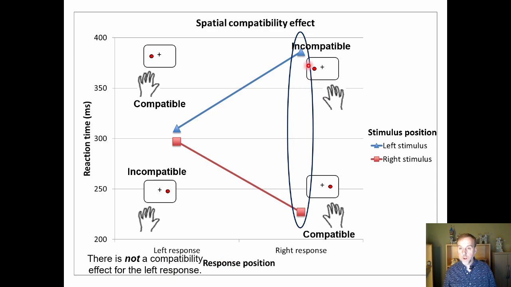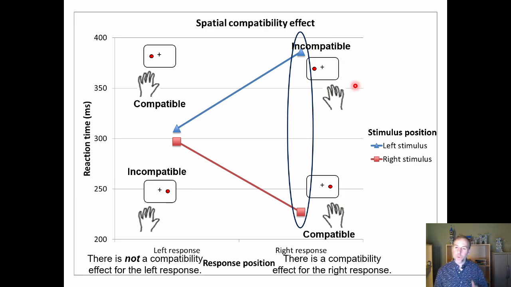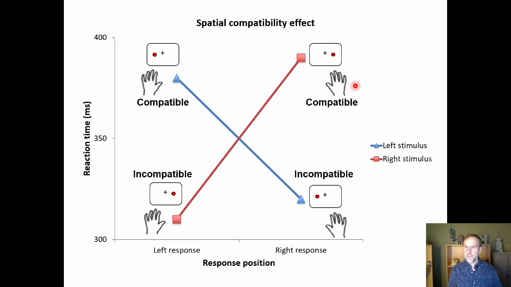What about over here on the right? Okay, huge difference. And compatible is faster than incompatible. So yep, that is a compatibility effect. So in the previous examples, we had seen cases where we had a compatibility effect on the left and the right, but that's not necessarily always the case. You can have a compatibility effect on one side and not on the other.